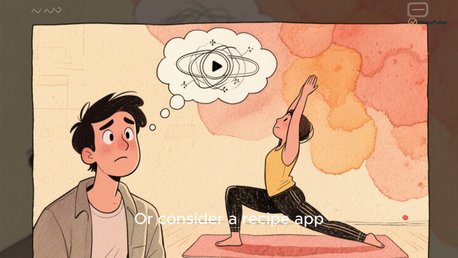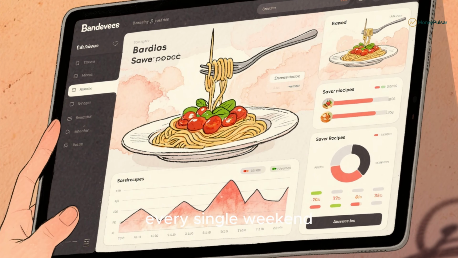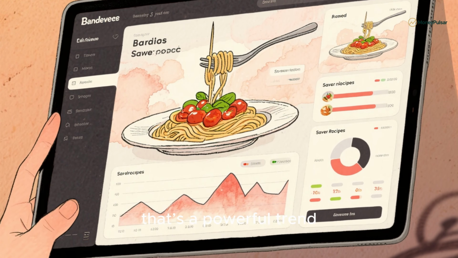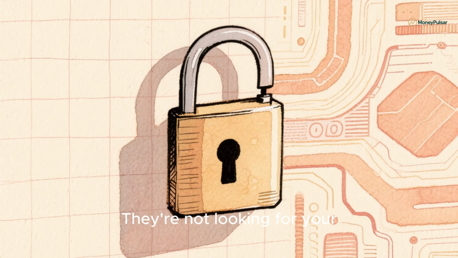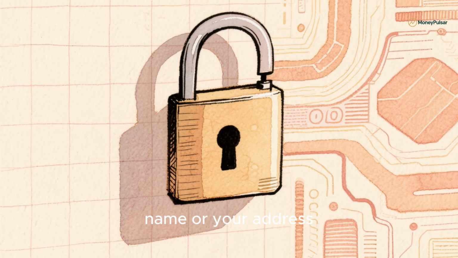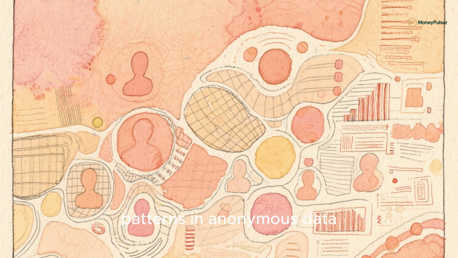Or consider a recipe app. If a certain type of pasta dish suddenly becomes the most saved recipe every single weekend, that's a powerful trend. This is what businesses are actually interested in. They're not looking for your name or your address. They're looking for these large-scale patterns in anonymous data.